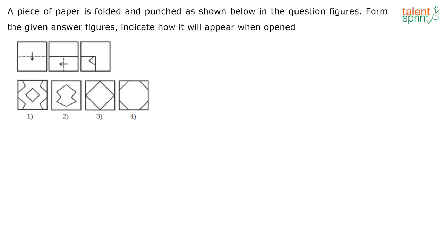Next question on paper folding. So this is the last question from this paper. A piece of paper is folded and punched as shown below in the question figures. From the given answer figures, indicate how it will appear when opened. So this is also actually very, very easy. When you look at the options, directly you will be able to get the answer.